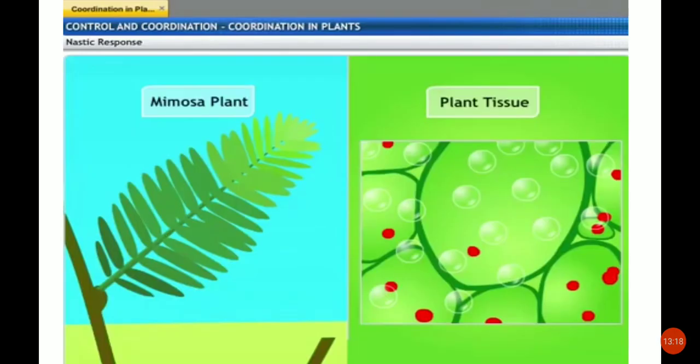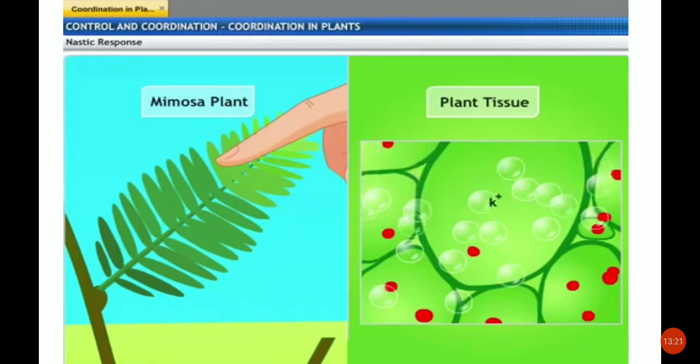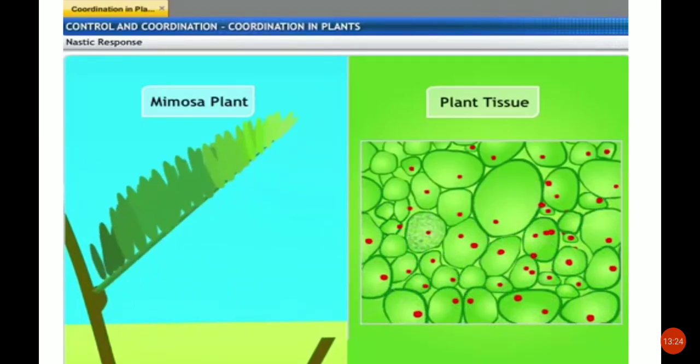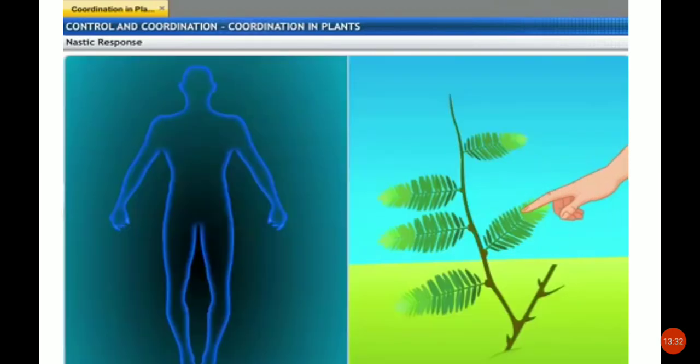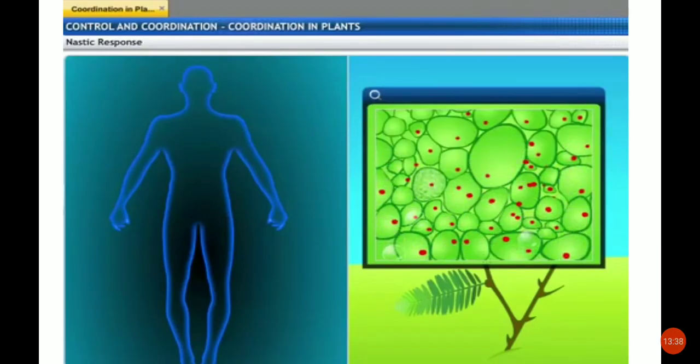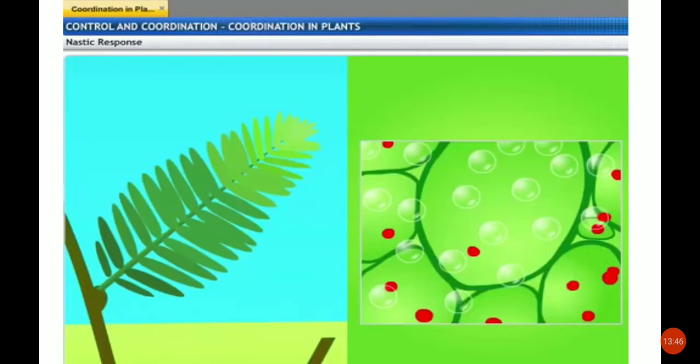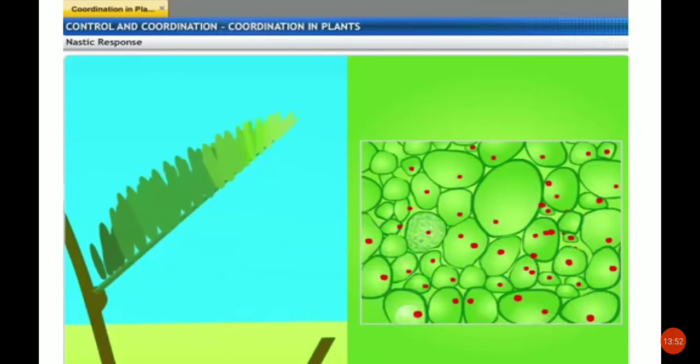Here is an example of the mimosa plant where chemicals and movement of water in plant cells control the movement of leaves. This movement is independent of growth. Again, like animals, plant cells must change shape in order for movement to happen. Instead of the specialized proteins found in animal muscle cells, plant cells change shape by changing the amount of water in them, resulting in swelling or shrinking, and therefore in changing shapes.